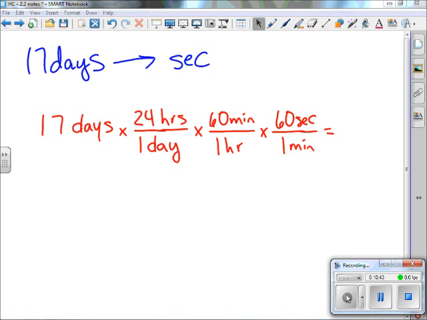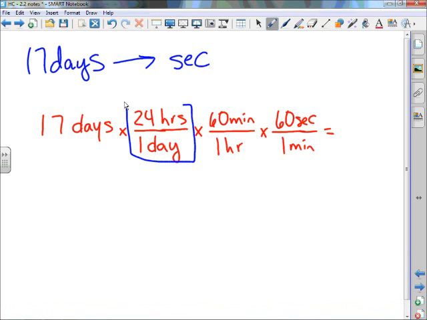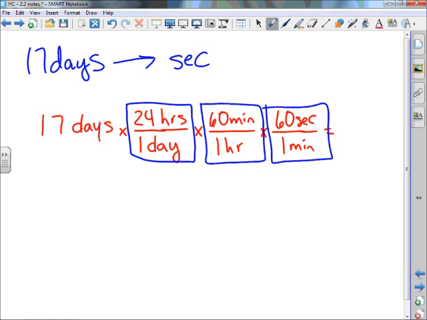Okay, so here's the setup you should have. 17 days, and we actually multiply by 3 different conversion factors. One is 24 hours are equivalent to 1 day, 60 minutes in 1 hour, 60 seconds in 1 minute. And by setting it up this way, and again, most of you knew to multiply, we can cancel out units. Days and days are in numerator and denominator. They cancel out. Hours and hours, they cancel. Minutes and minutes, they cancel.